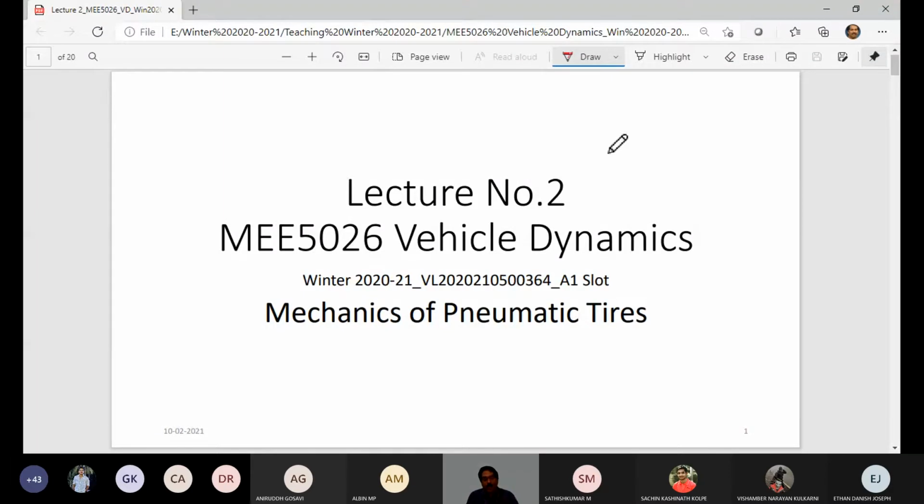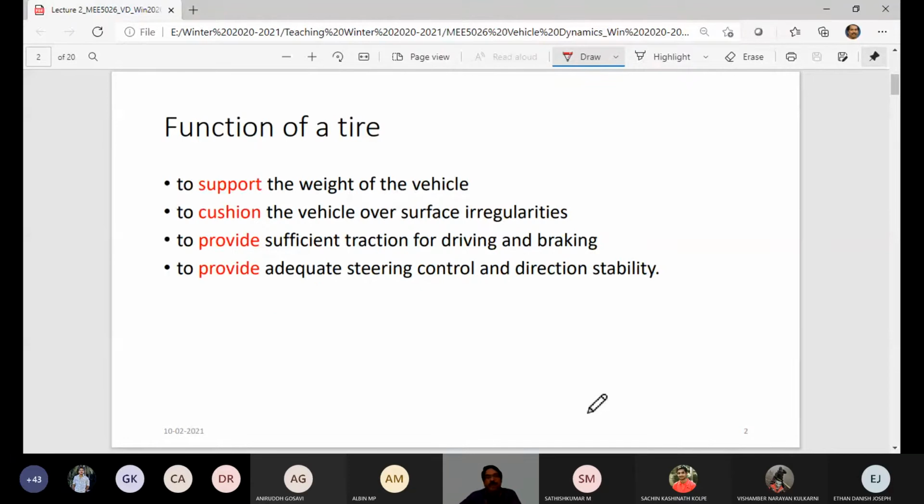That's what we were seeing in the last class as well. If you look at it, you see that the basic function of the tire is not only to support the weight of the vehicle, but also to provide three important aspects. One is to provide cushion, another is to provide sufficient traction for driving or braking whenever it is necessary, and the third is to have adequate steering control and direction stability. So you know that these requirements essentially meet the characteristics of a vehicle for which it is designed.